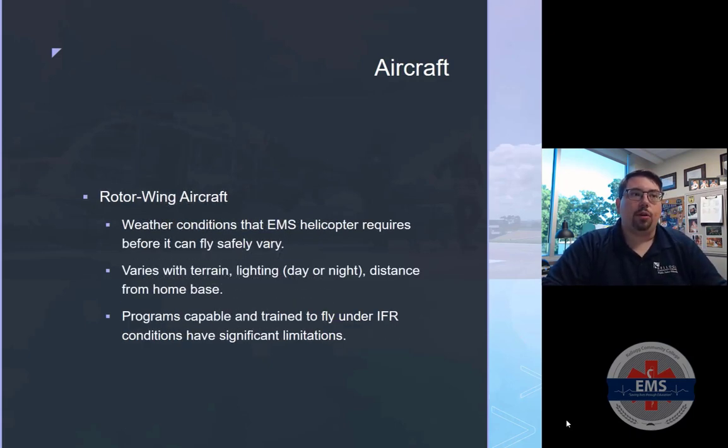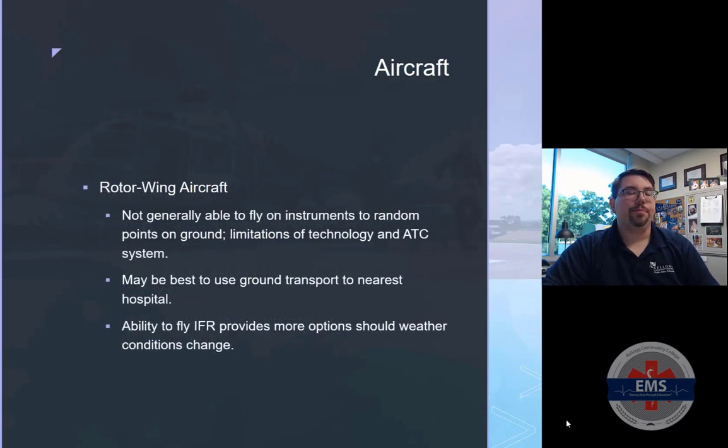Weather conditions, again, require that it's going to be safe when they fly, and it can also affect you if they are on their way to you and weather looks bad all of a sudden, they may no longer be able to get to you. Again, it's going to vary based on terrain, lighting, day or night, distance from their home base. A lot of different factors will affect whether they can actually get to you safely or not. Most programs are capable and trained to fly under instrument flight rules and conditions, but they again have very significant limitations on when they can use those and how they use that technology.